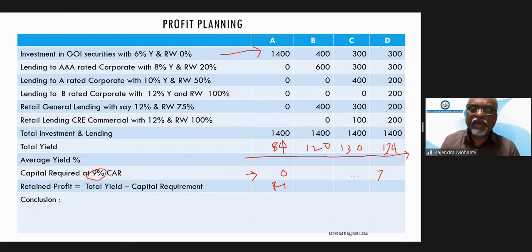Here we have taken only the funded exposure. We have not considered any non-funded exposure here. If non-funded exposures or NPAs of the bank are taken, that also has to be calculated for profit planning. NPAs do not give us anything. We have to make provision for that. That amount of provision has to be reduced from the retained profit.